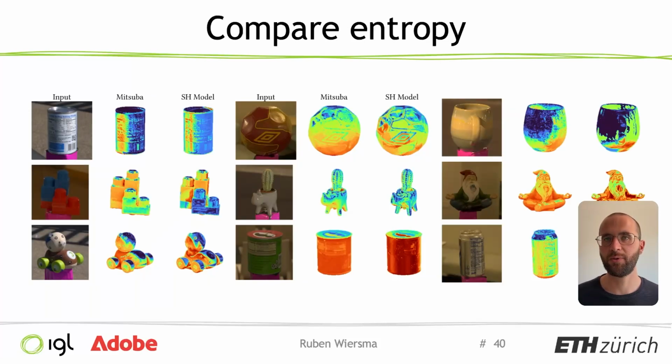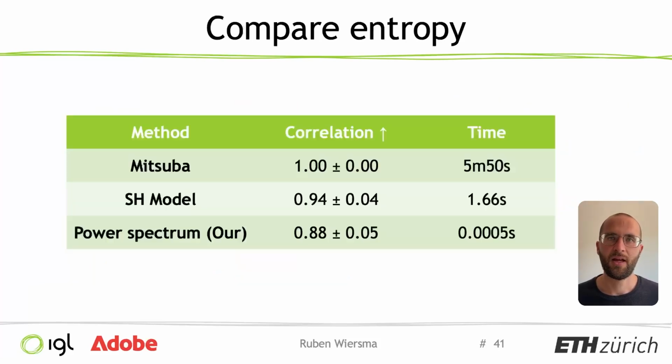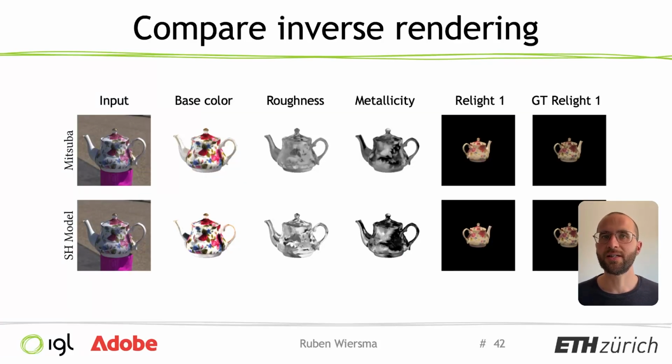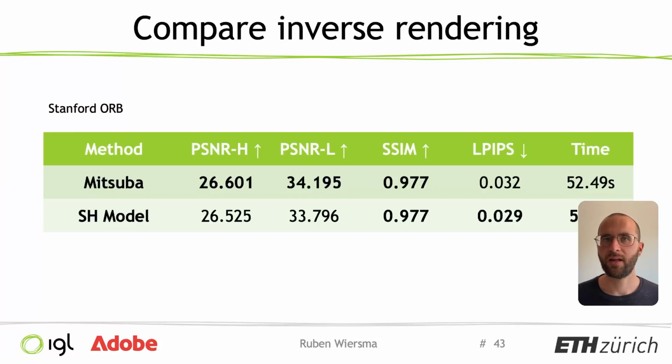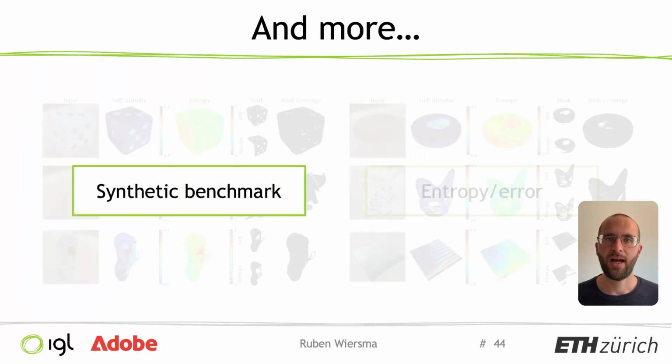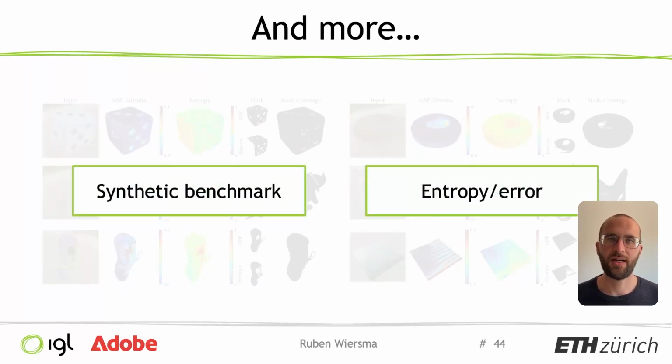And in each of these scenes, we compute entropy using both Mitsuba and our spherical harmonics models. We find here that we have high correlation with the entropy computed with Mitsuba for a really high speedup, so almost 700,000 times speedup. We also show that the spherical harmonics model is still relevant for inverse rendering. On the Stanford Orb benchmark, it matched the state-of-the-art reconstruction in only a fraction of the time. In our paper, we have more validations and results. We test on a synthetic benchmark and include analysis of the relationship between entropy and error.